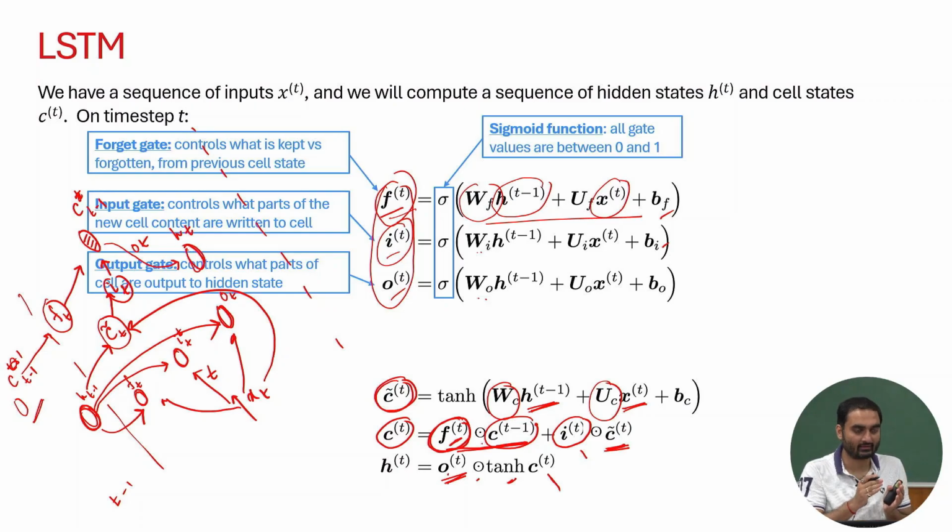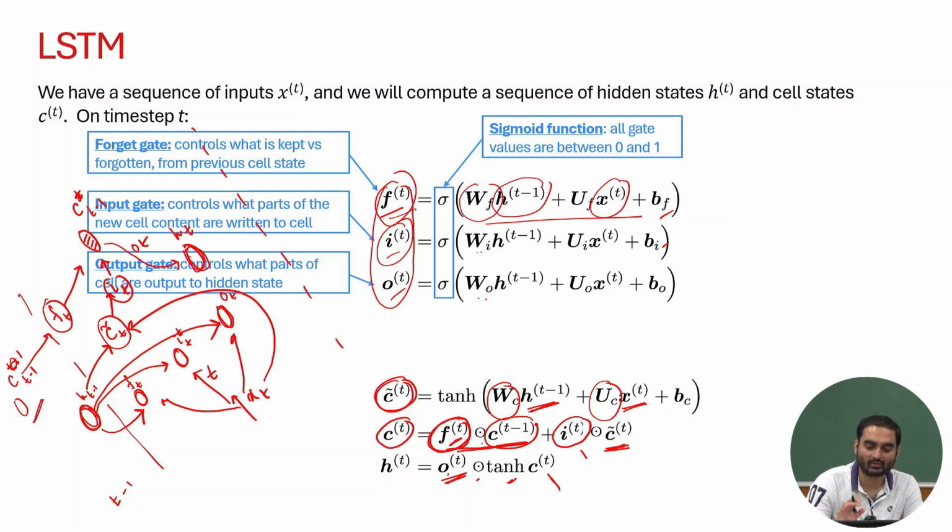Now think what will happen at t+1. At t+1, again I will first initialize all the gates, which will be a function of the input at t+1, so x_{t+1}, and the hidden state ht. And at time t+1 we will generate a cell content c tilde, and then similar operations will be executed.